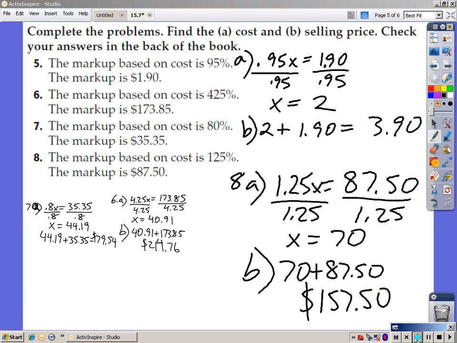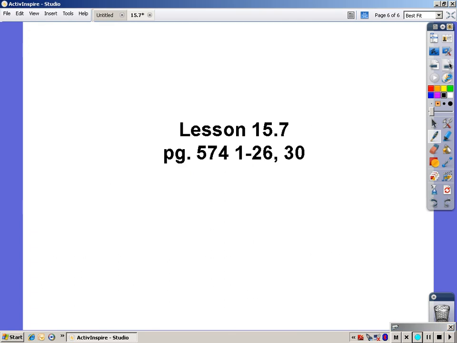So, here is your assignment. It's lesson 15.7, page 574, 1 through 26, and 30.